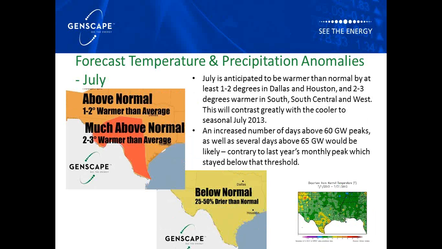July is anticipated to be warmer than normal by about 1 to 2 degrees in the main load zones, and 2 to 3 degrees further west and south. Expecting more days above 60 gigs and a few days with peak loads encroaching or surpassing 65 gigs, which is a lot different than what we saw in 2013.